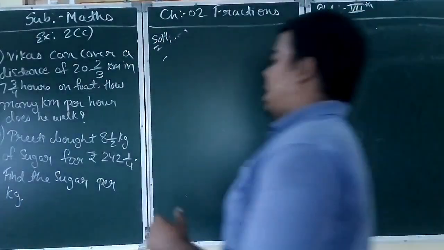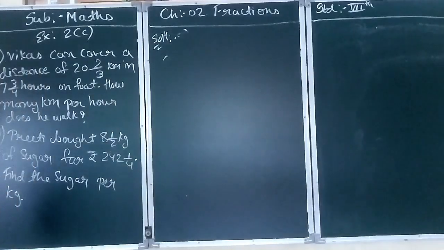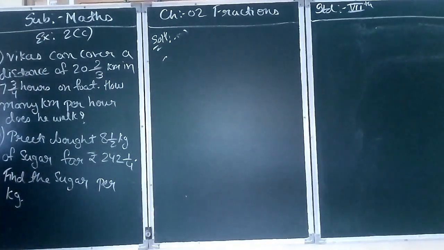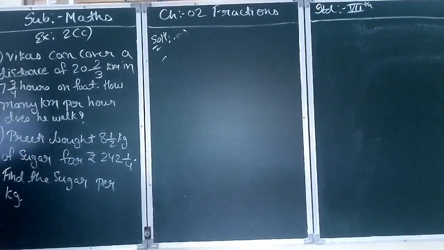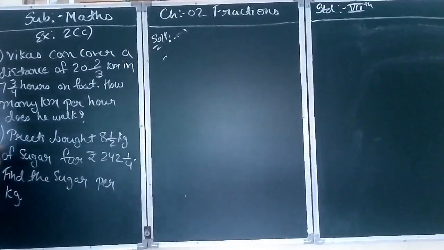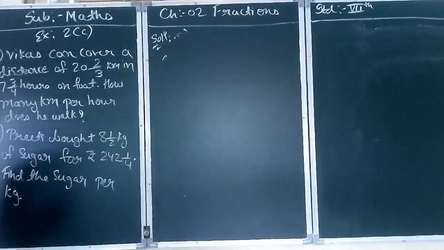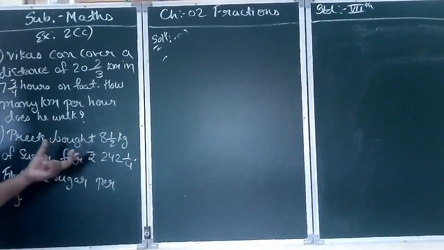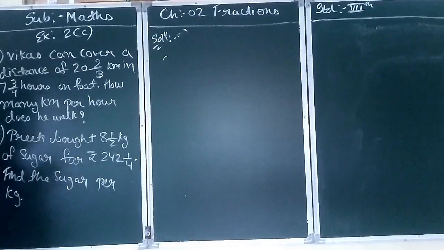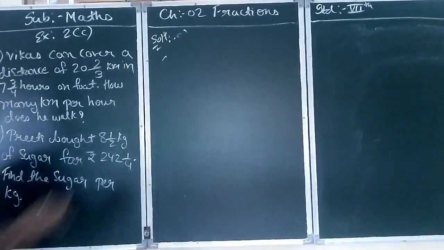Okay, so now next question is question number 9. Priti bought 1 by 2 kg of sugar for rupees 242 1 by 4. Find the sugar per kg. Means Priti bought 1 by 2 kg of sugar, 8 1 by 2 kg total weight, for rupees 242 1 by 4. Find the sugar per kg. Very simple.